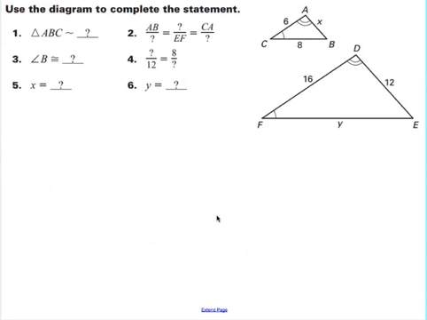Okay, use a diagram to complete the statement. Triangle ABC is similar to triangle what? Angle A has two angle arcs, so I would have to look at the one that has two angle arcs, which is D. B has no angle arcs, so I'll have to say that's E. And then the one that has one is going to be F, so D, E, F.